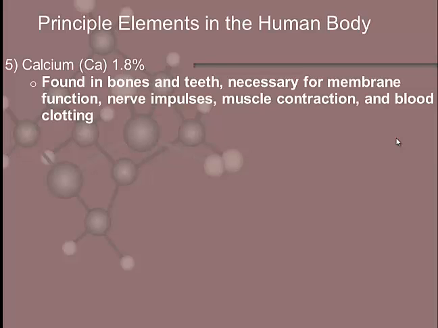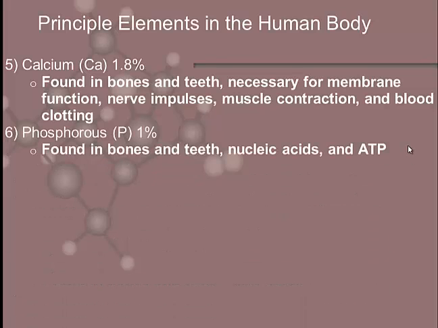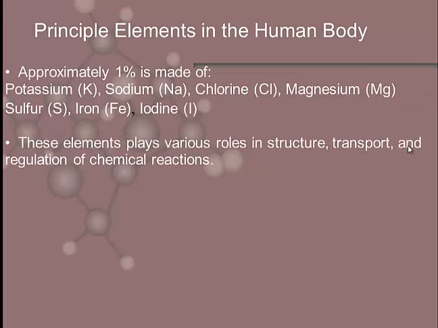And then we also have calcium, which is found in our bones and teeth. Helps a lot of membranes to function correctly, nerve impulses, muscle contraction. This is an ion that is really an important piece of how the body functions. And then we have phosphorus, also found in the bones and teeth, nucleic acids, and in ATP, which is our energy source. Then we have some other elements that are also found in the body that will play various roles in structure, transport, and doing different chemical reactions, enzyme reactions, and things like that. A lot of these are in ion form, and that's how we will take them in, and that's how we will use them.